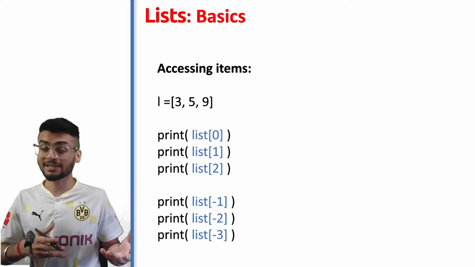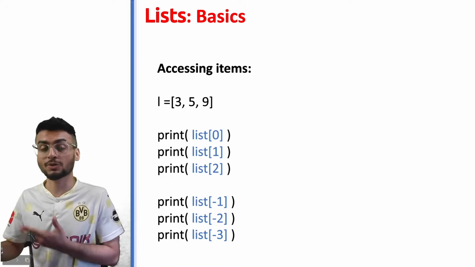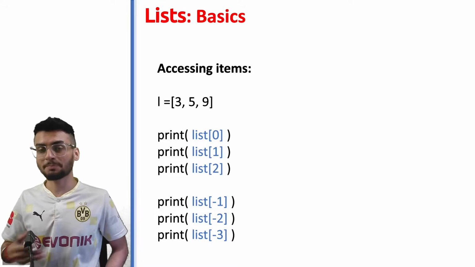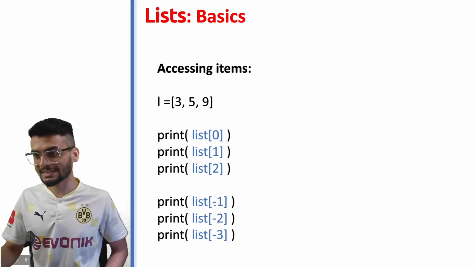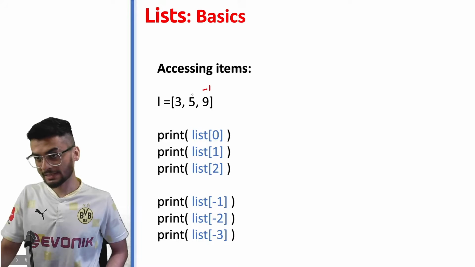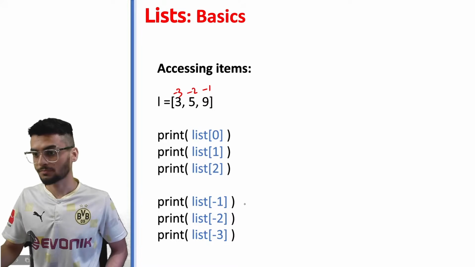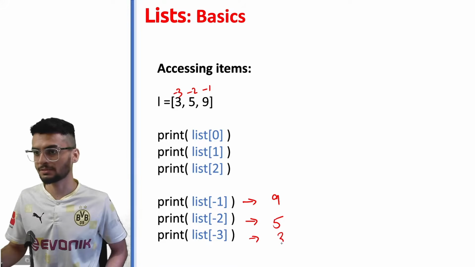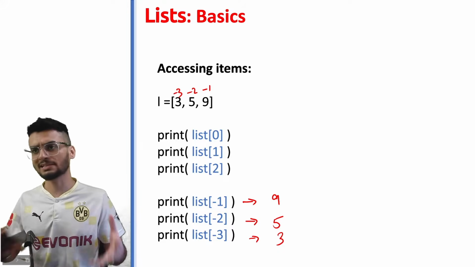उसके बाद ज़रूरी नहीं है कि आपको forward indexing यूज़ करनी है. You can also count from back. तो जब आप पीछे से count करोगे all the indexes will be negative. जैसे अगर मैंने यहाँ पर इंडेक्स लिखना चालू किया, it will start from -1. So this becomes 9, this becomes 5, and this becomes 3. I hope things are clear till now.